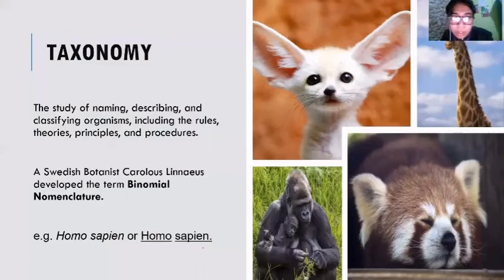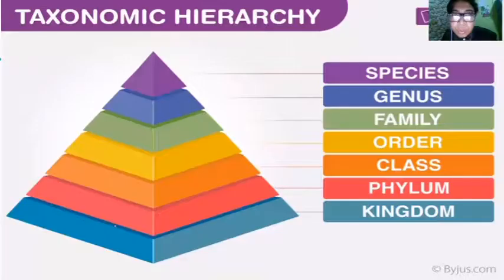Okay? Now let's go on to taxonomy. Taxonomy is the study of naming, describing, and classifying organisms, including the rules, the principles, the theories, and the procedures. A Swedish botanist, Carolus Linnaeus, developed the term binomial nomenclature. Binomial nomenclature is a two-word naming system for naming all the species on Earth.